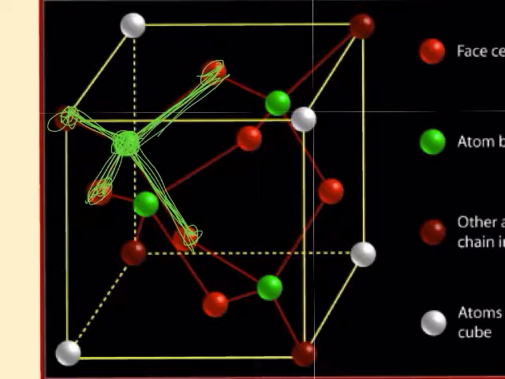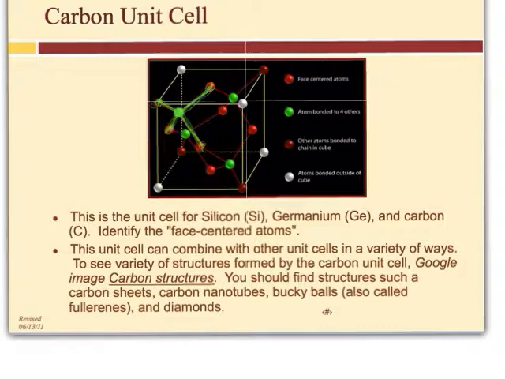Okay? So that shows you the bonding. And they call that tetragonal bonding. That means that one carbon atom has four other bonds. Kind of like a twisted pyramid, if you think about it.